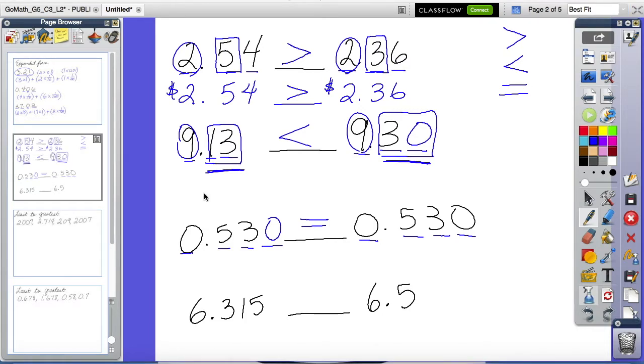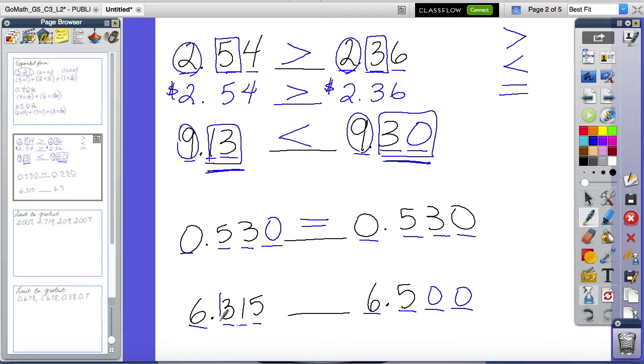In our last example, both numbers have a 6 in front of the decimal. So we need to look behind the decimal. On the number on the left, 6 and 315 thousandths, we have 3 decimal places. In the number on the right, 6 and 5 tenths, we have only 1 decimal place. To balance that out, we would have to add 2 more decimal places to 6 and 5 tenths. We would add zeros in those 2 decimal places, so we now have 6 and 500 thousandths.